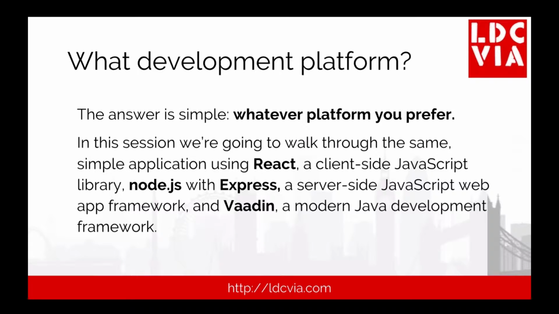So we're going to look at three sample applications today. We could have written samples in Python or .NET or even in XPages, but we've chosen to do React, which is a client-side JavaScript library, node.js, which is a server-side JavaScript framework, and Vaadin with Java, which is an increasingly popular Java framework. So at this point, I'll hand over to Matt and we'll get stuck into the real meat of this, which is the source code.